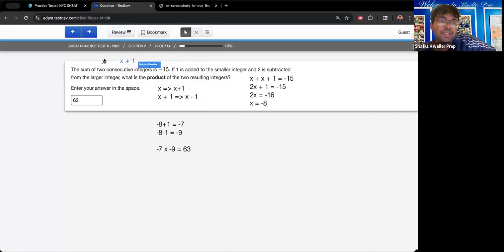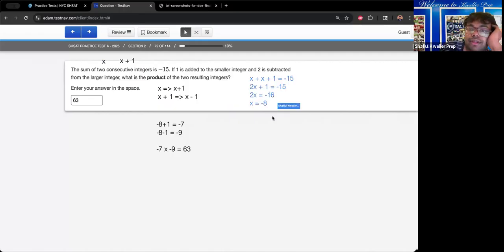So again, the sum of two consecutive integers, that's x and then x plus 1. That's the definition of what consecutive means. Whatever x is, the next integer that's consecutive is going to be x plus 1. You solve for x because they tell you the sum is negative 15. X is equal to negative 8.